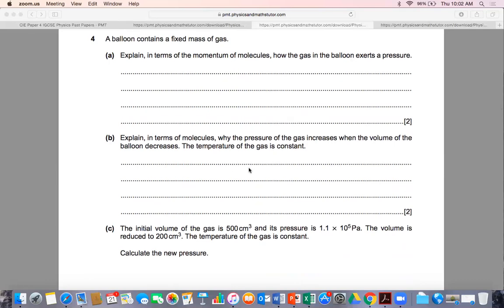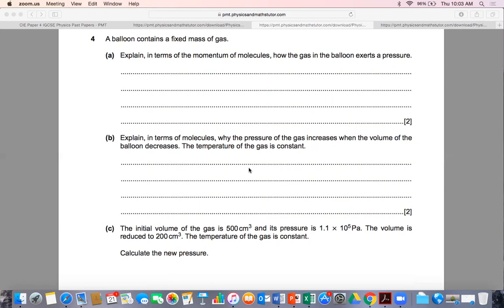So let's continue. A balloon contains a fixed mass of gas. Explain in terms of momentum of molecules how the gas in the balloon exerts pressure. Particles collide with each other and on the walls of the balloon. Now they're saying in terms of momentum of molecules. Momentum is mass times velocity. When the molecules hit the walls of the container, their speed will change, which means there will be a change in momentum.